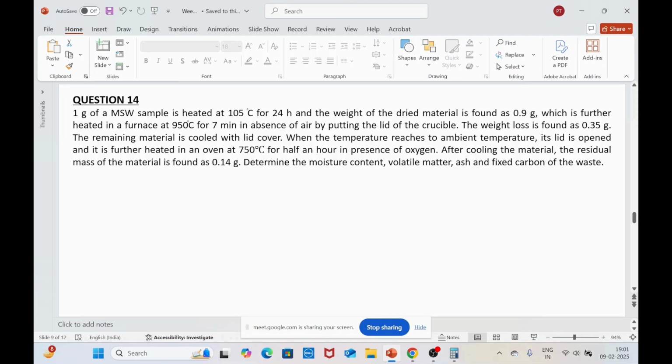The remaining material, the residue of that 0.35 grams, is cooled, and when the temperature reaches ambient temperature, its lid is opened and it is further heated in an oven for half an hour in the presence of oxygen. After cooling the material, the residual mass is found to be 0.14 gram. Determine the moisture content, volatile matter, ash percentage and fixed carbon of the waste.